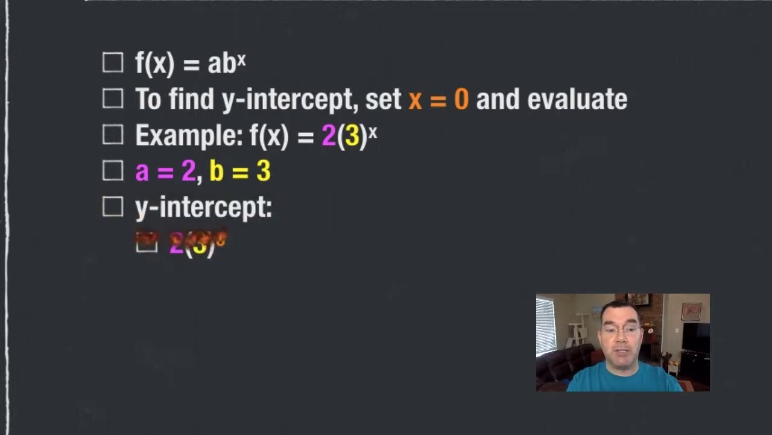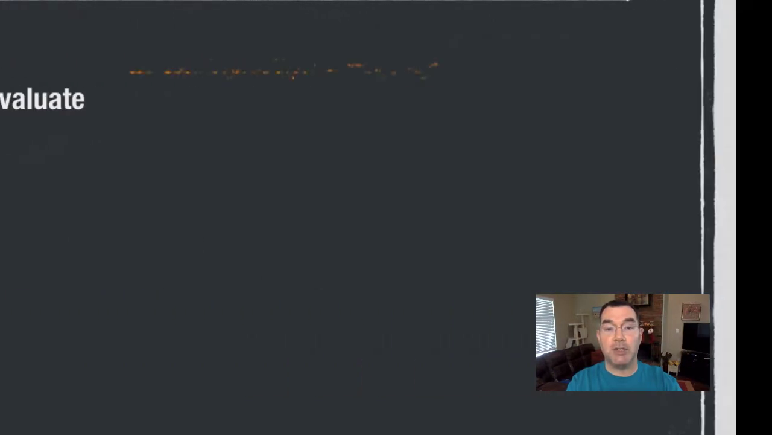So to find the y-intercept, I'm setting x to 0, so now it becomes 2 times 3 to the 0. Well, 3 to the 0 is 1, and if I multiply that by 2, I get 2. So my y-intercept is going to be 2.